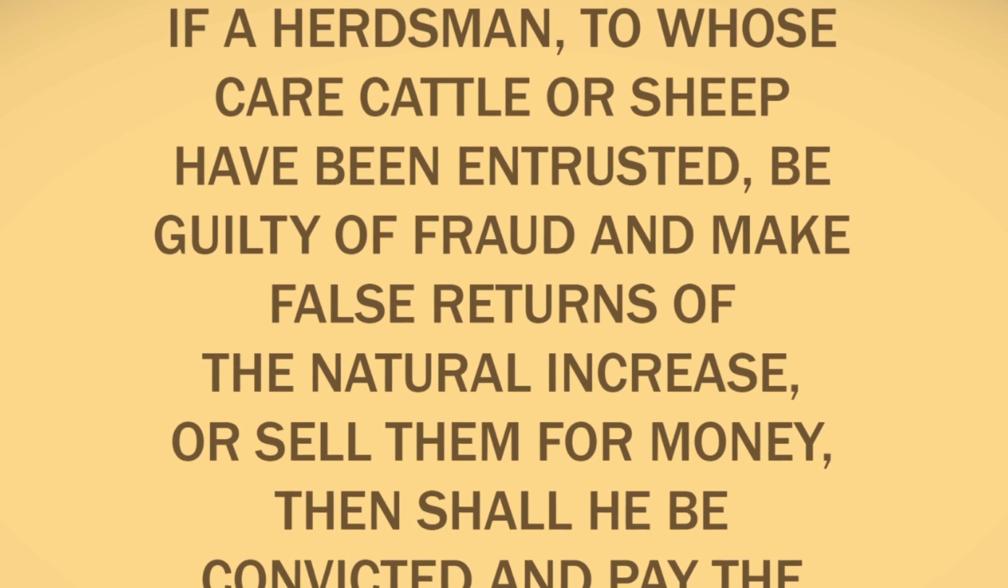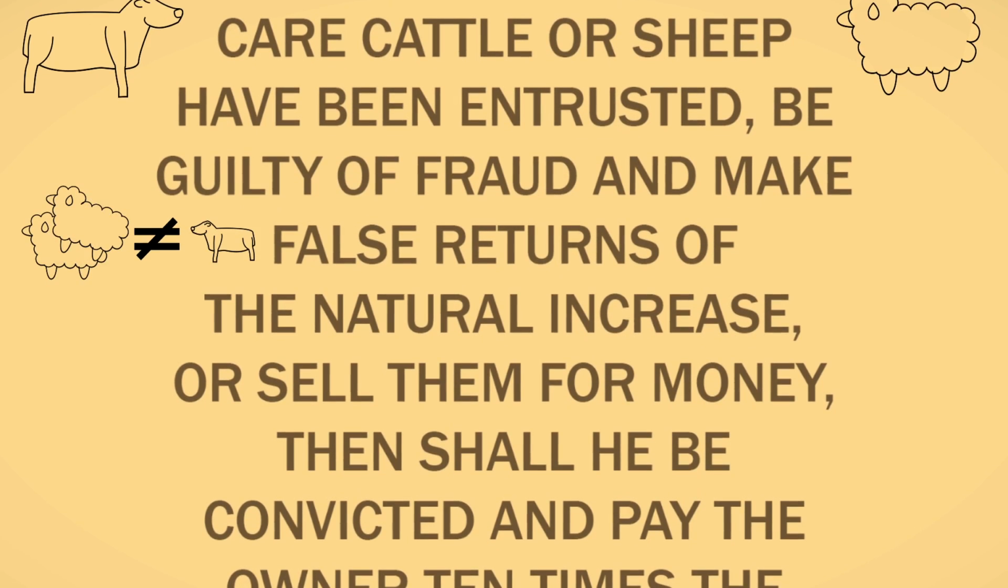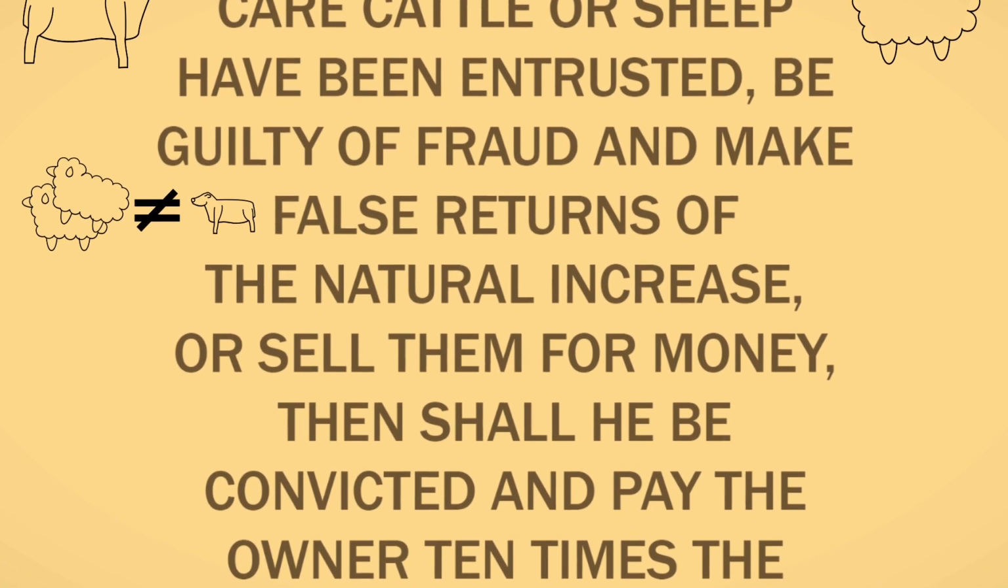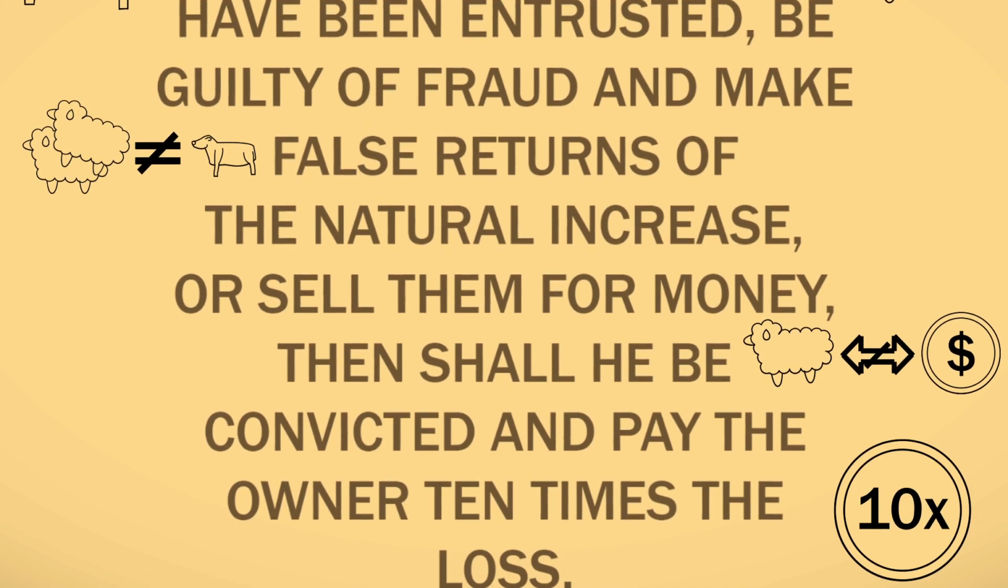If a herdsman to whose care cattle or sheep have been entrusted be guilty of fraud and make false returns of the natural increase, or sell them for money, then shall he be convicted and pay the owner 10 times the loss.